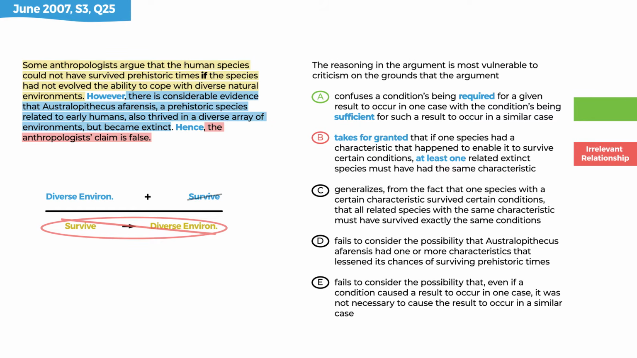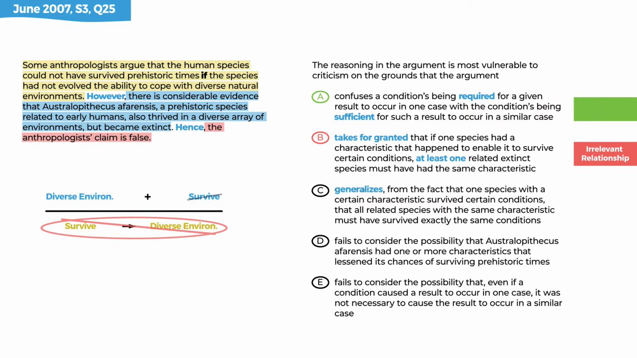It's an irrelevant relationship. Answer choice C says that it generalizes from the fact that one species with a certain characteristic survives certain conditions, that all related species with the same characteristic must have survived exactly the same conditions. So the key word here is generalizes. Generalizes means that the argument is generalizing from a potentially unrepresentative example, that it's saying what's true of some is true of most or of all. But this argument is not doing that. It's not saying what's true of some is true of most or all. It's saying that this is a specific counterexample, thereby refuting the relationship. So the problem with this argument isn't that it's generalizing, but rather that it's an attempt to refute a reversal of the original claim.